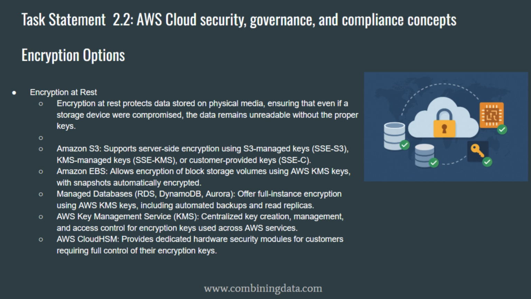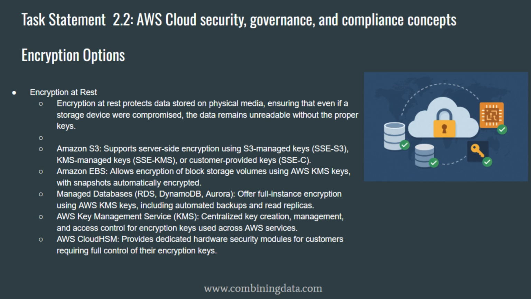Let's talk about encryption at rest, which is one of the most fundamental security concepts in AWS, and one that appears frequently on the exam. Encryption at rest means protecting data while it is stored on disk or physical media. The idea is simple but powerful. Even if someone were to gain access to the underlying storage, like a disk, snapshot, or backup, the data itself would be unreadable without the correct encryption keys. This protects against risks such as stolen storage devices, improper disposal, or unauthorized low-level access.